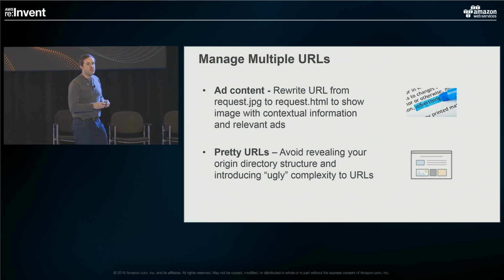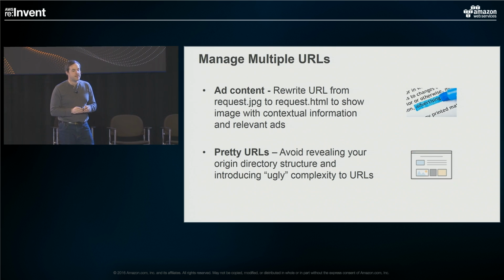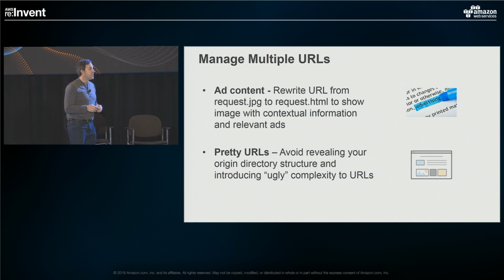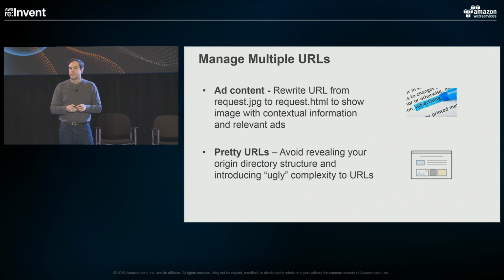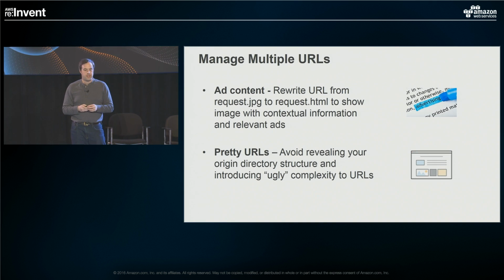Also, pretty URL rewriting is something that can be done through Lambda at the edge to avoid revealing origin data structure, and or just to shorten URLs and make them easier to share with end users.